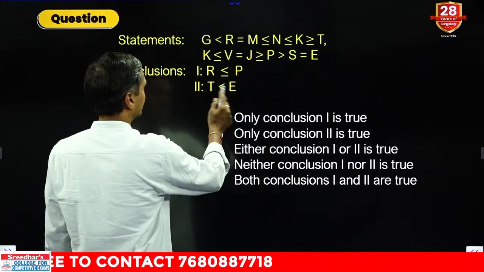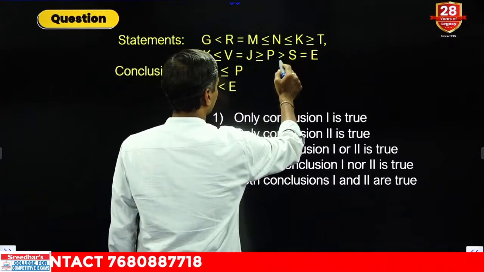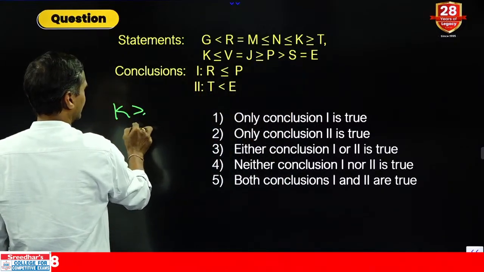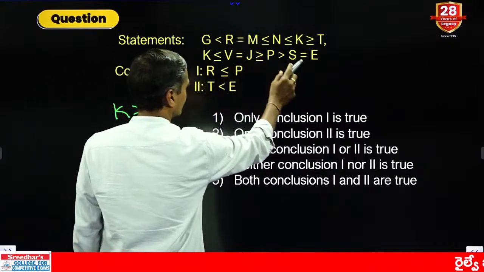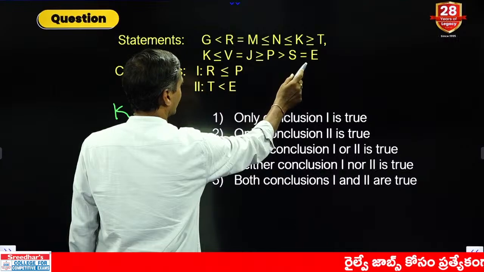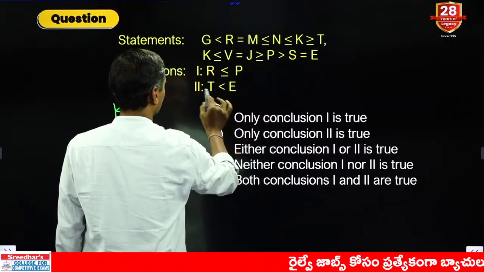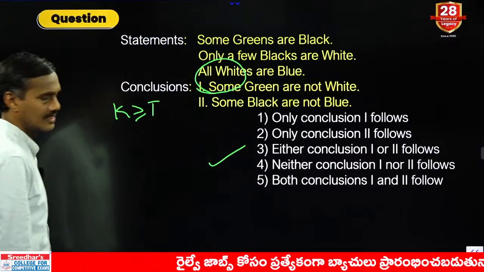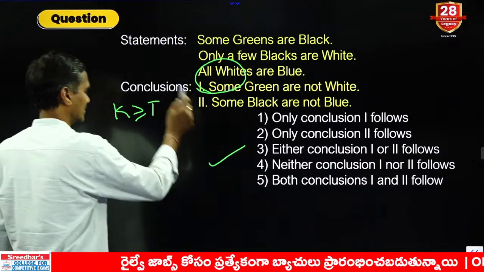Then coming to the second, T and E. Now T is here, E is here. Again K is common. K greater than or equals to T, and again from K to E. And K to E again opposite symbols. So no relation can be done, neither 1 nor 2, choice 4.